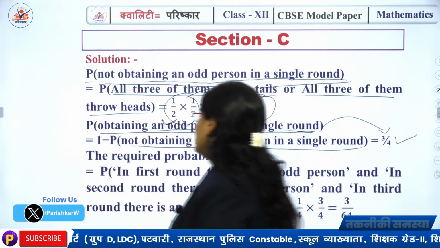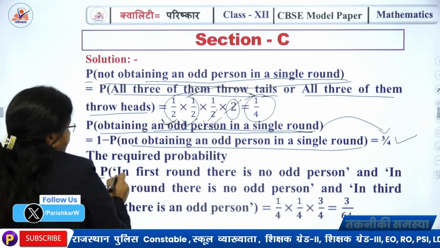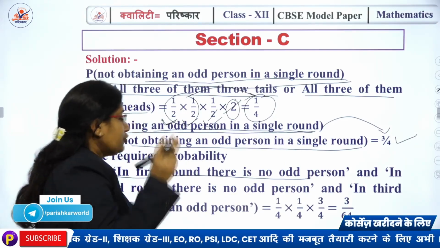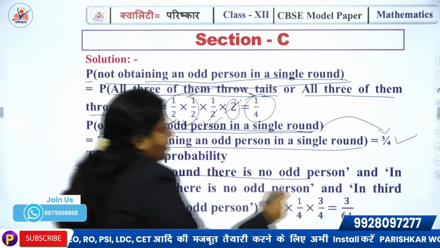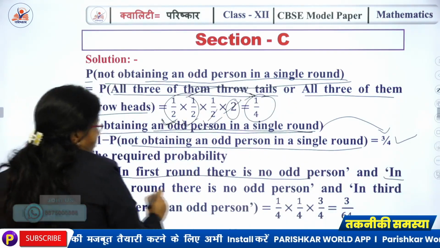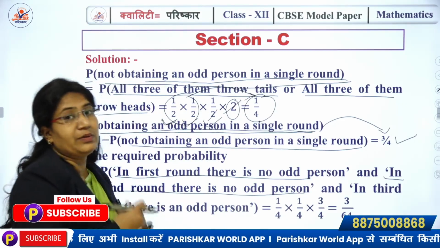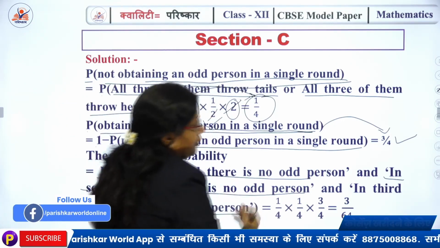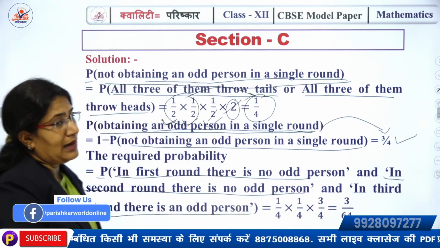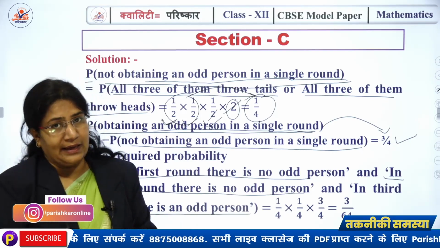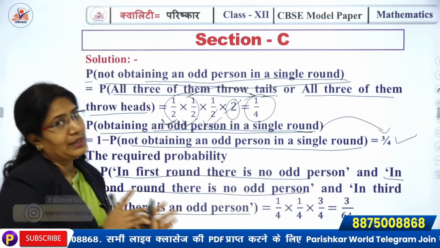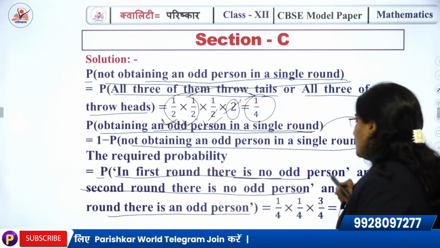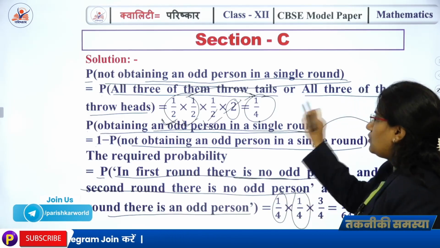The required probability is the probability that in the first round there is no odd person. There should have been 3 rounds, so in the first round no odd person was found. And in the second round there is no odd person. In the second round also no odd person was found. And in the third round there is an odd person. In the third round they found an odd person, that is, if 2 got head then 1 got tail, if 2 got tail then 1 got head. So the probability in the first 2 cases is 1/4 and 1/4, the probability of not obtaining.